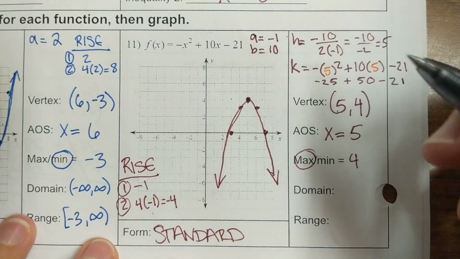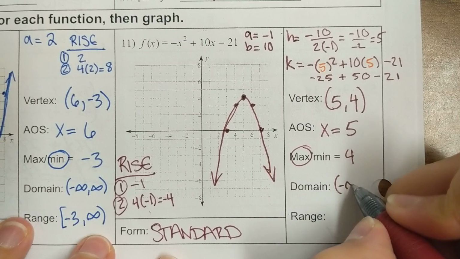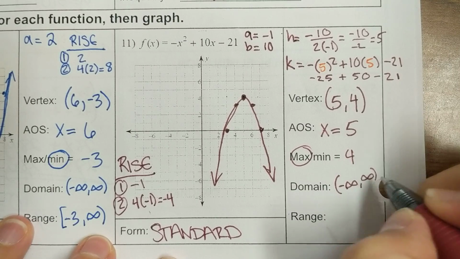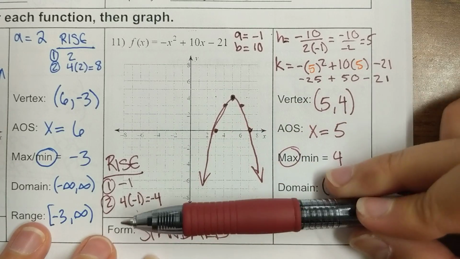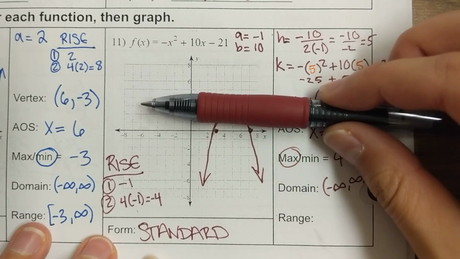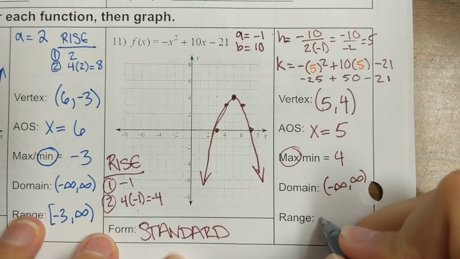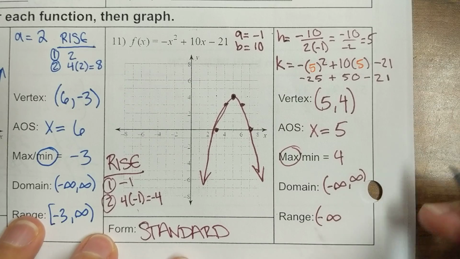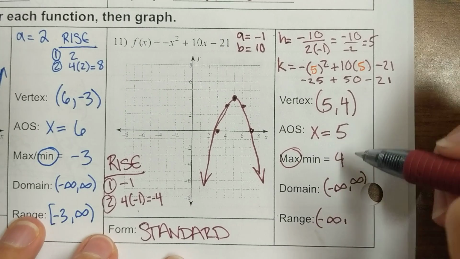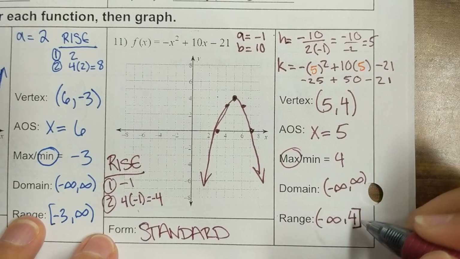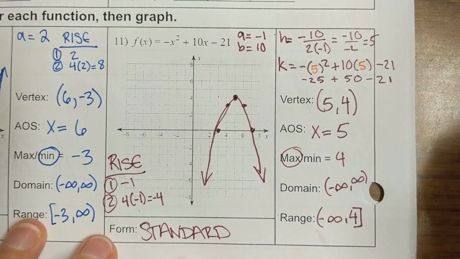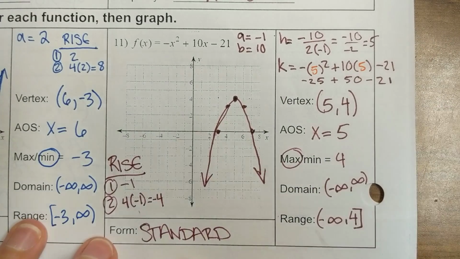Domain for all parabolas that open up or down is negative infinity to infinity. The range for this one, since this one opens down, is all the way from negative infinity up to our maximum value. Negative infinity has a parenthesis around it, but your maximum value is stated as 4, and it needs to have brackets because it is part of the vertex. It is definitely a part of the range.